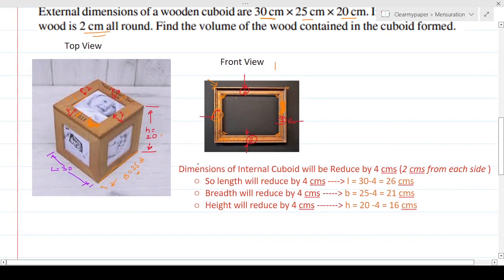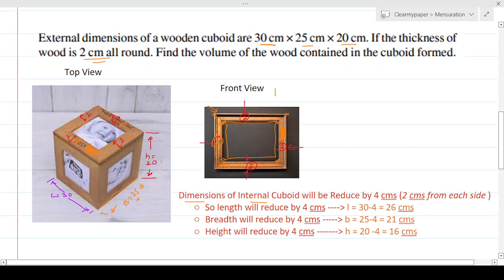In that sense, the dimensions of the internal cuboid, since it's 2 centimeters thick from all the directions: if you want to calculate this inner length, breadth and height, you have to subtract from the external dimension 2 centimeters from each side. That means in net it will reduce by 4 centimeters, 2 centimeters from each side, right? It's from all the directions. So each of these dimensions, length, breadth and height, will reduce by 4.